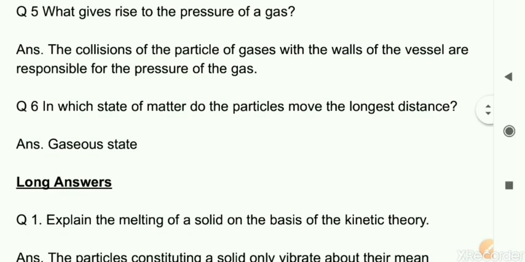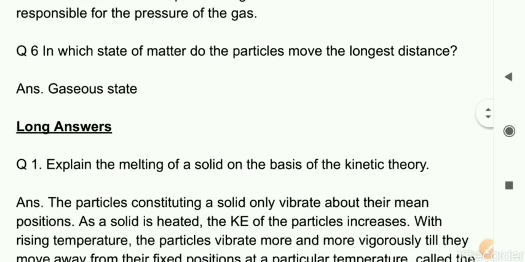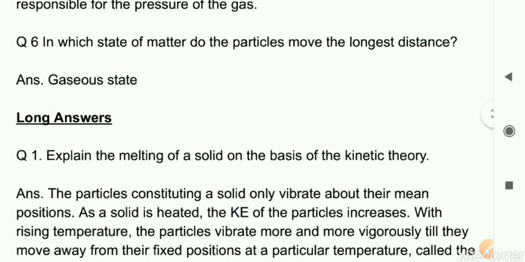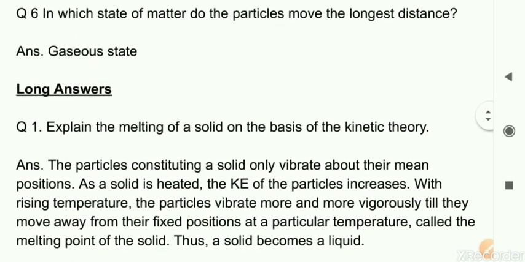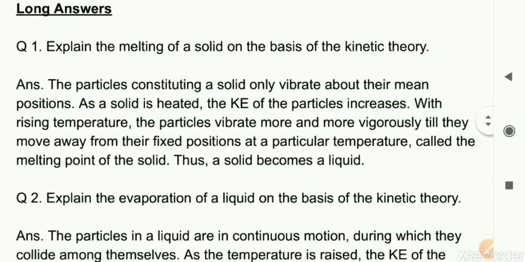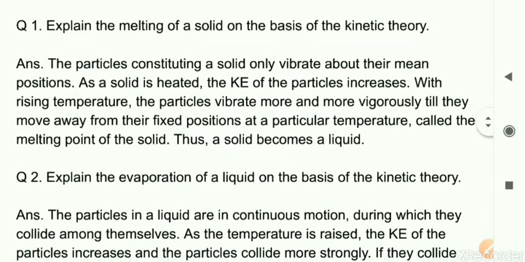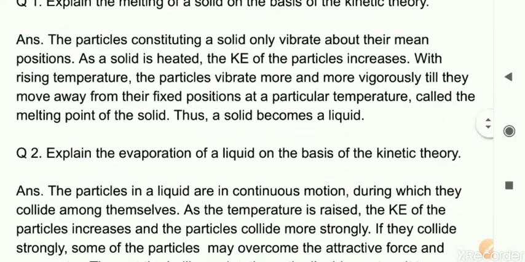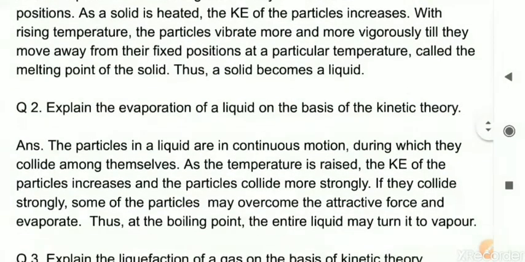Question 6. In which state of matter do the particles move the longest distance? That is the gaseous state, because they are free to move. They can travel the longest distance. Long answers are here now. All these concepts have been explained in the theoretical part, so I will just move downwards. You can note this down, pausing as and when required.